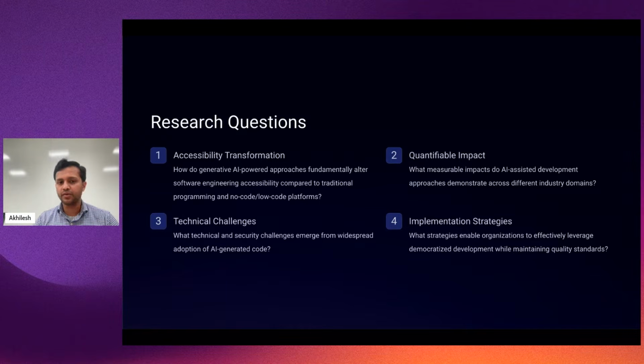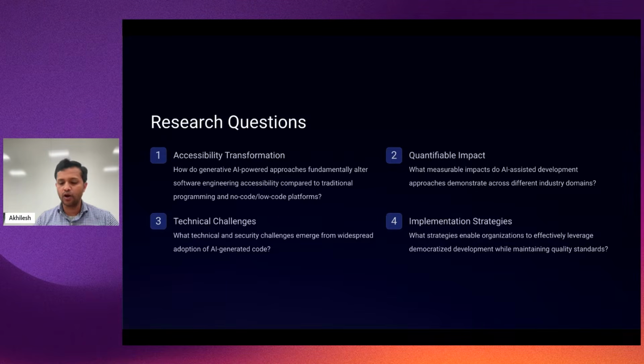People have been trying to make it simpler to develop software without a lot of expertise in the programming language and all that. Has this really changed so much? And in terms of impact, what quantifiable impact can we show? Because at the end of the day, what is the money factor that you can show there? What are the measurable benefits that organizations are seeing?